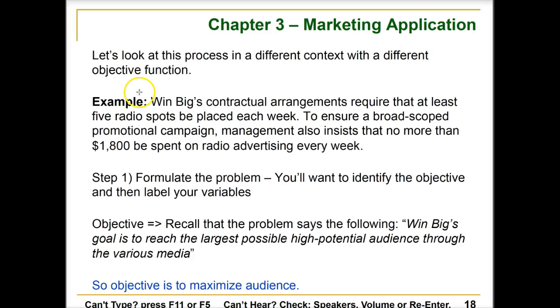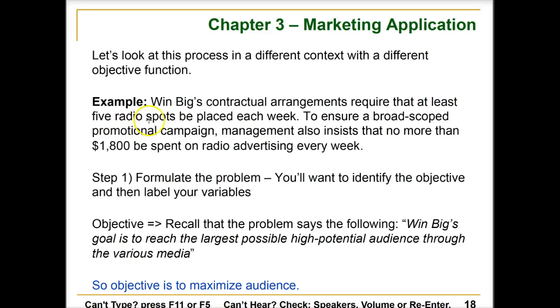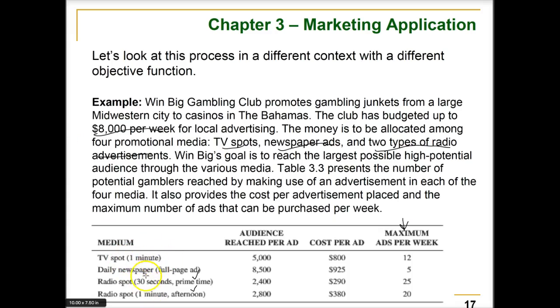And so let's go a little further into this. We know that Big Wind's contractual arrangements require that at least 5 radio spots be placed each week. Okay, so in addition to these constraints on the number of ads we can run, as well as the audience that we're going to reach, we know that at least 5 radio spots will be placed each week. So for the radio spots in between these two, we have to have at least 5. Okay.